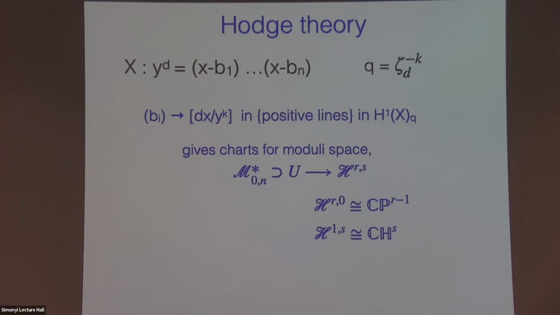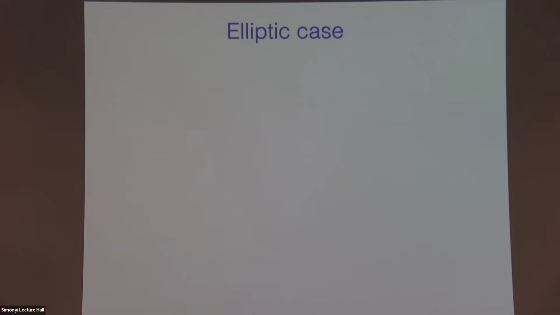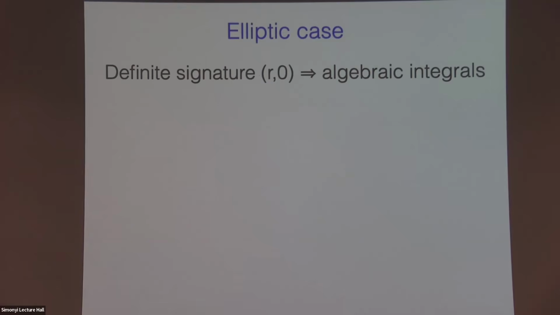So what does that additional data provide us with besides this representation for the braid group? Well, let's first look at the case of definite signature. When the signature happens to be positive definite, we get algebraic integrals out of this construction. Let me just explain that with a concrete example.